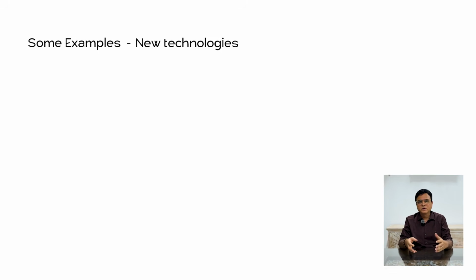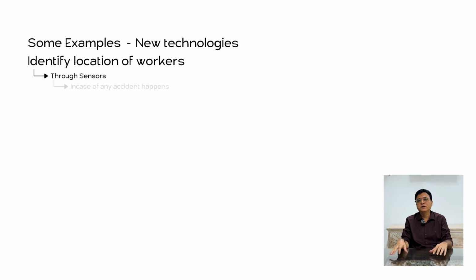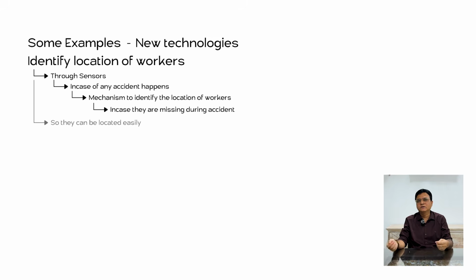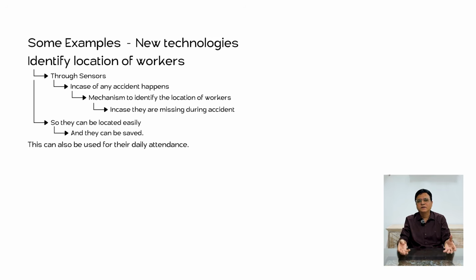And a second example: identifying the location of workers through sensors in case any accident happens. In that case, there should be some mechanism to identify where the workers are, in case they are missing during the accident, so that they can easily locate and save them. And the same technology we can use for their daily attendance also.